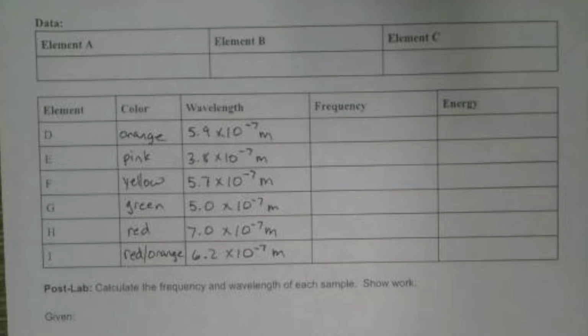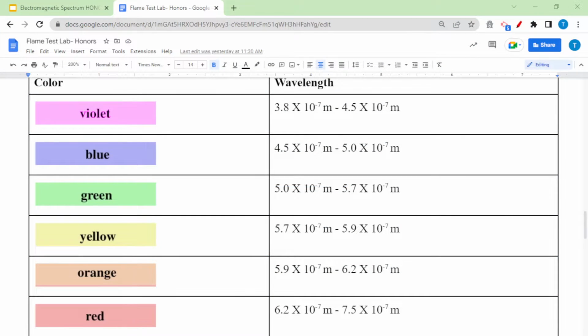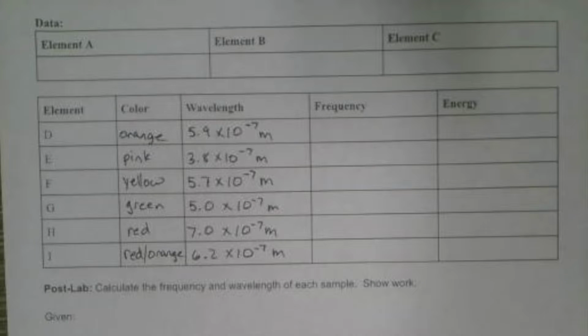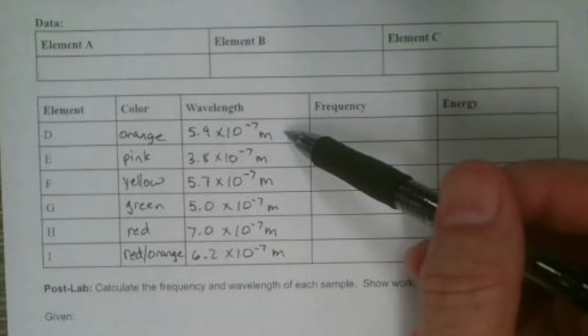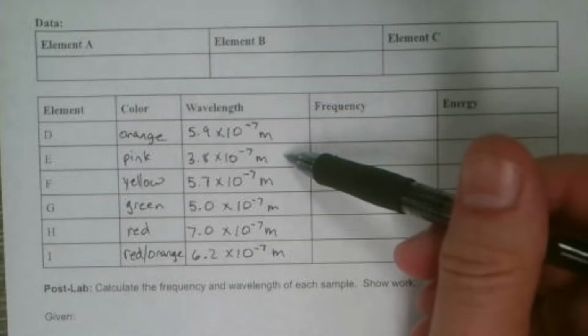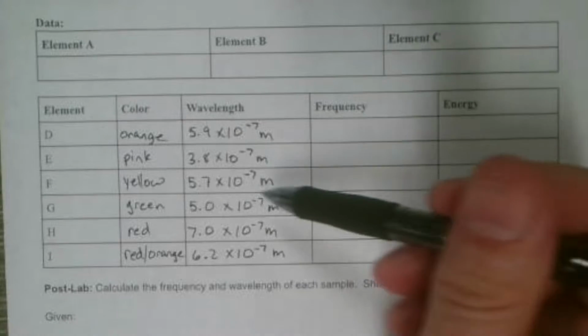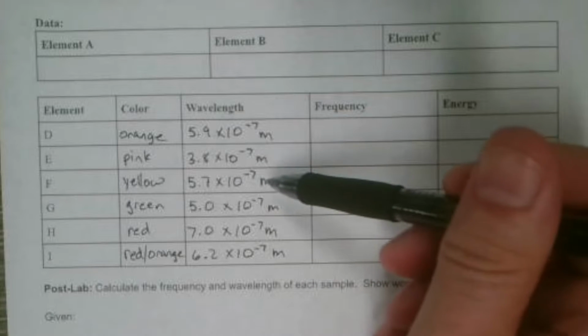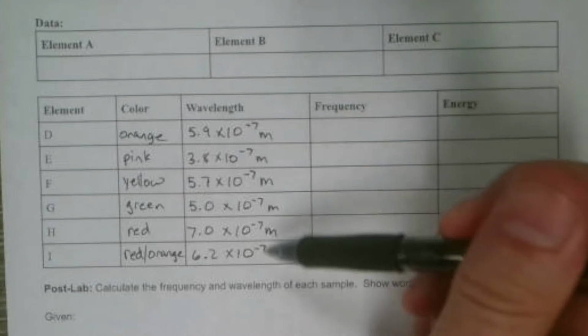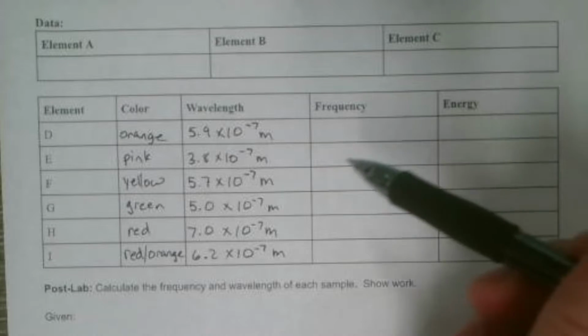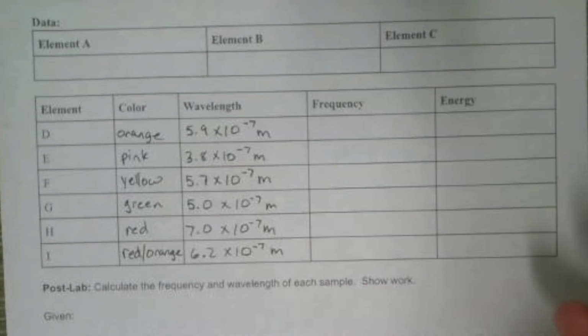And when you compare your sample data to the colors, you use these numbers over here to fill out the worksheet. So you've got 5.9 times 10 to the negative 7 for orange, then 3.8 times 10 to the negative 7. And notice these are all meters. It could also be nanometers, but I did the conversion for you. We're going to make this simple. 5.7 times 10 to the negative 7 for yellow, and then you can see the rest.